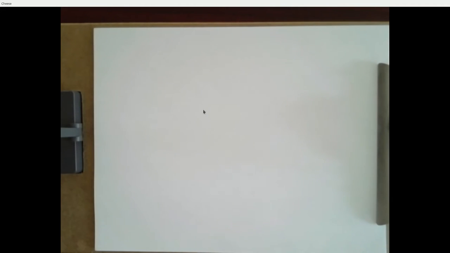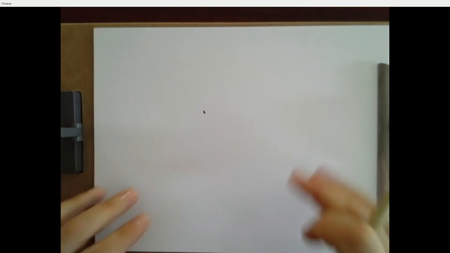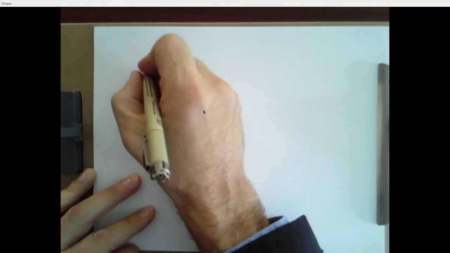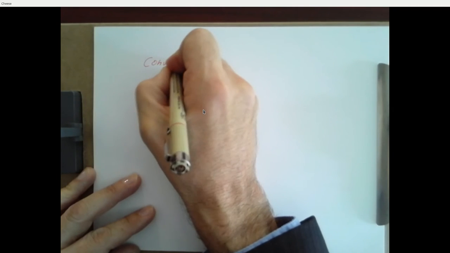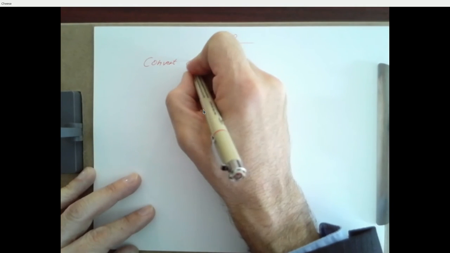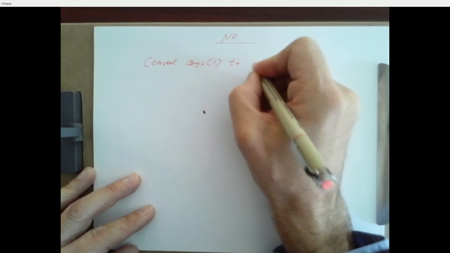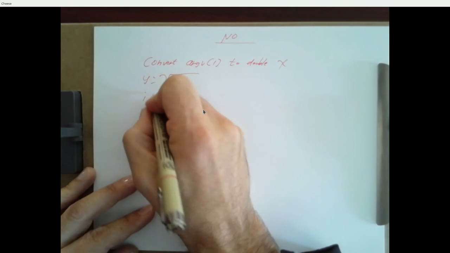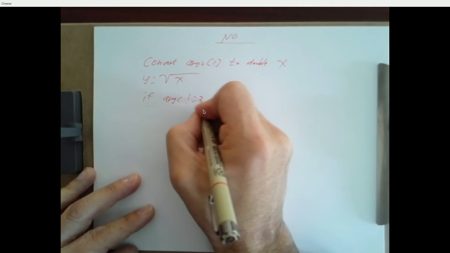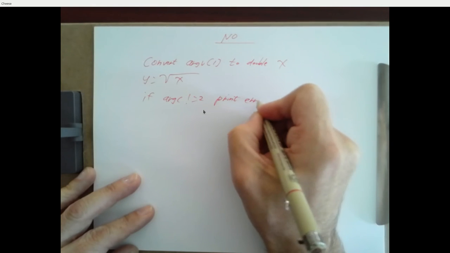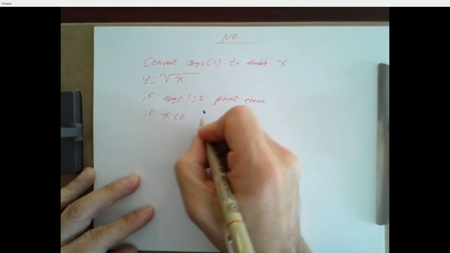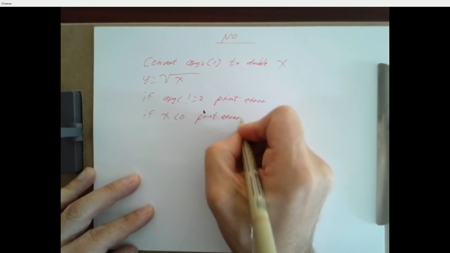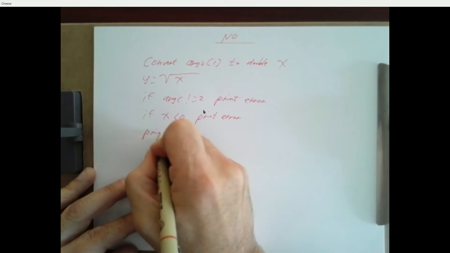So let's do some pseudocode for ODP 409. And let me show you some pseudocode you don't want to do first. So we'll put this in red. And we'll say no. Convert argv[1] to double x, y equals the square root of x. If argc is not equal to 2, print an error. If x is less than 0, print an error. Otherwise, print y.